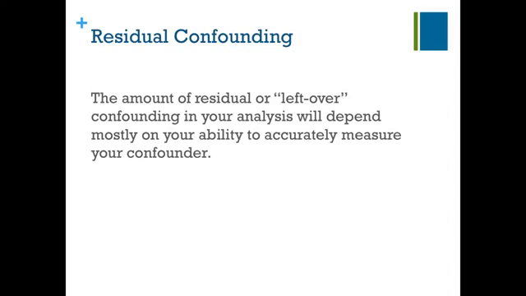Even with good study design and appropriate statistical adjustment, you may be left with what is called residual confounding. Since it's impossible to measure confounding exactly, when you take away the effect of the confounder, you may have either over or undercompensated for it in the adjustment. This is particularly true for confounders that are hard to measure, like socioeconomic status.